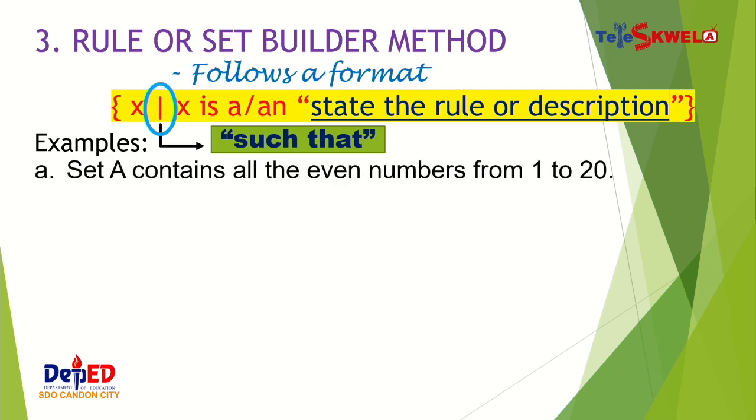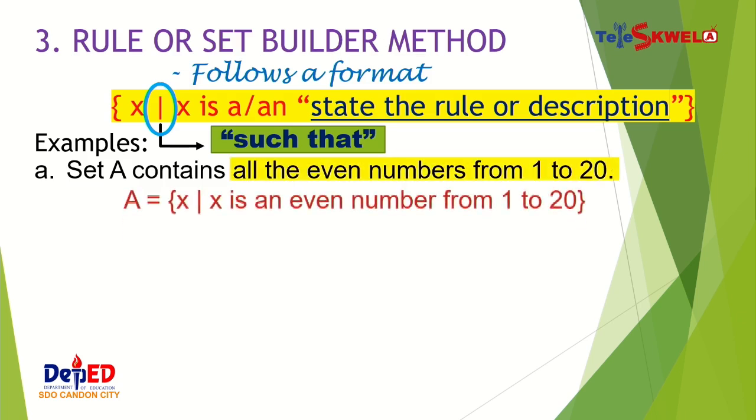Examples: set A contains all the even numbers from 1 to 20. Using the rule method, we have set A is a set that contains the element x, such that x is an even number from 1 to 20.